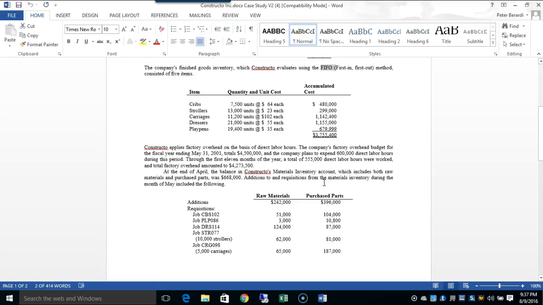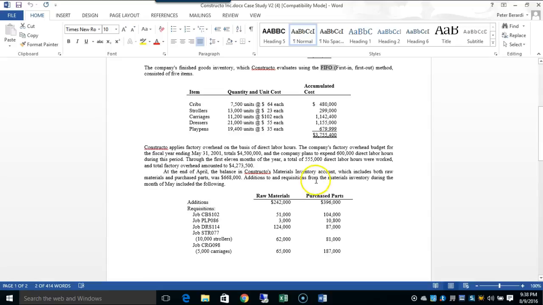Constructo applies factory overhead on the basis of direct labor hours. The company's factory overhead budget for the fiscal year ending May 31st, so it's a fiscal year, totals $4,500,000. And the company plans to expend 600,000 direct labor hours during this period. Through the first 11 months of the year, a total of 555,000 direct labor hours were worked, and total factory overhead amounted to $4,800,000.